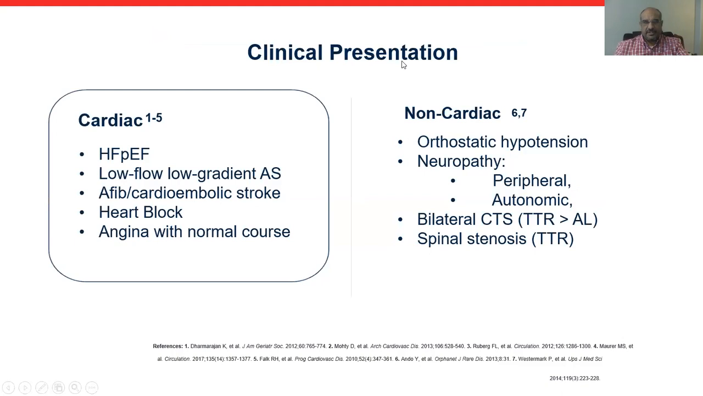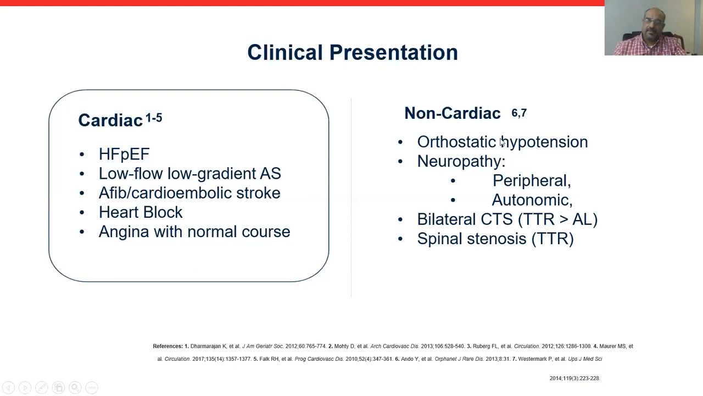So the clinical presentation: the cardiac and non-cardiac manifestations. The cardiac manifestation is mainly HFpEF. Sometimes aortic stenosis, which could be a sign or due to cardiac amyloidosis. AFib, cardioembolic stroke due to atrial enlargement and atrial fibrillation. Heart block, first degree, or any kind of heart block plus bundle branch block, angina with normal epicardial vessels. Sometimes also are presenting symptoms.